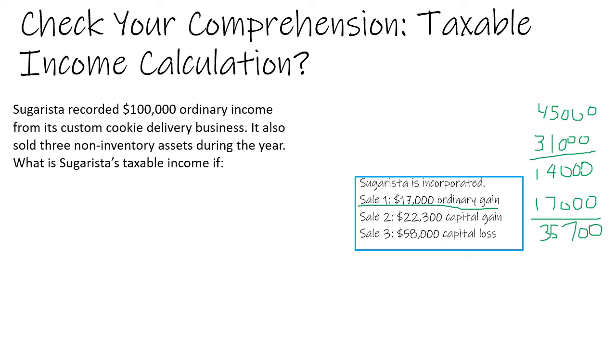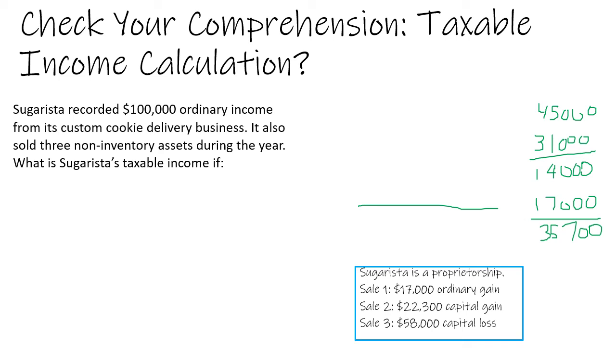of $35,700. Unfortunately, Sugarista, as an incorporated business, can't do anything with the $35,700 loss. She just has to hold on to it until she recognizes a capital gain in the future. And in the third situation, same situation, except Sugarista is a proprietorship. What would be her taxable income?